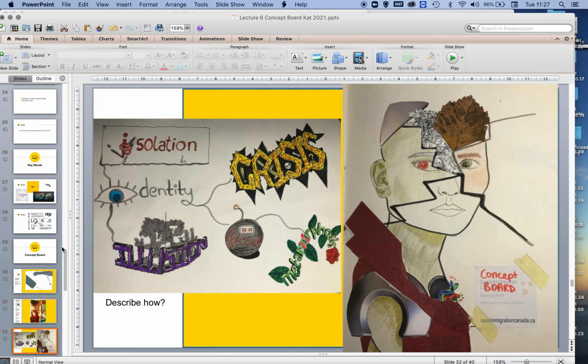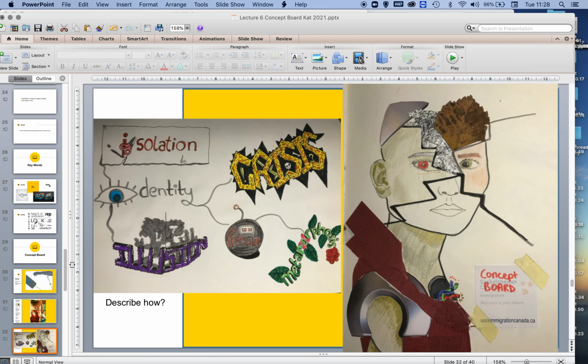So we're going to look now at some concept boards with their keywords. And this is quite useful. So here we have a concept board on the right, which is this visual representation. And then on the left, we have our illustrated keywords. So we have the words isolation, identity, crisis, illusion, pressure, and metamorphosis. So then we have this visual representation of this person in crisis, having this identity crisis, this sense of illusion that they're not sure who they are, a feeling of pressure, and I suppose there's some hope there at the end that they will kind of come into metamorphosis.